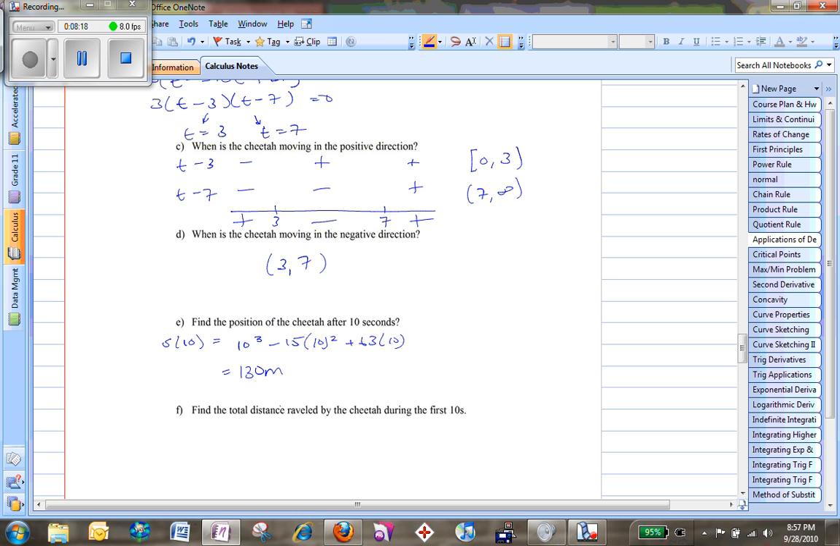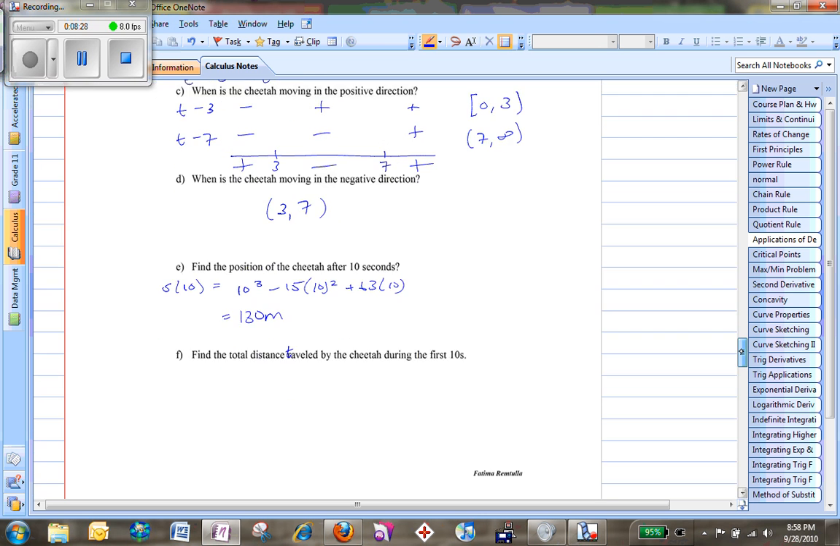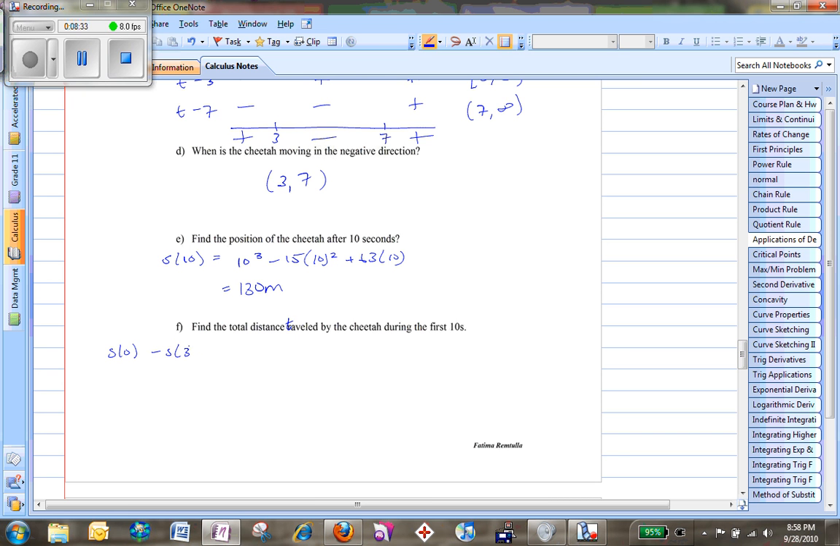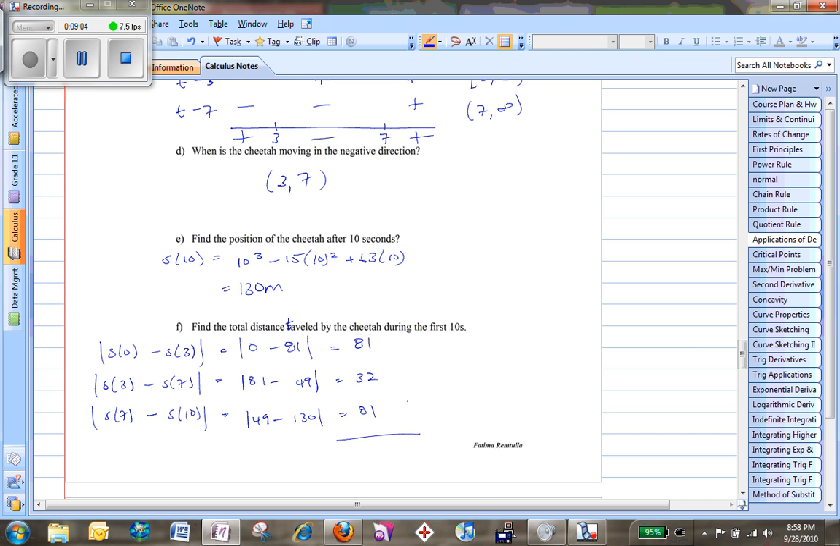Then it says find the total distance traveled, it's missing a t, by the cheetah during the first 10 seconds. Again, remember at 3 seconds and at 7 seconds it stops and changes direction, so we need to account for that. So I want to go s at 0 minus s at 3, s at 3 minus s at 7, and s at 7 minus s at 10. 0 minus 81, 81 minus 49, and 49 minus 130. That's 81, that's 32, and that's also 81. So that gives me a grand total of 194 meters. Fantastic.